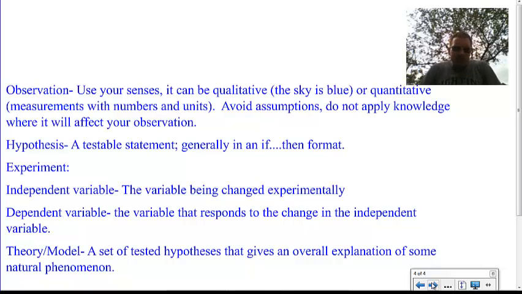Okay. Then you experiment. In experimentation, you have two variables. You have the independent variable. That is the variable that you are changing experimentally. Okay. And the dependent variable is a variable that responds once you make that independent change.